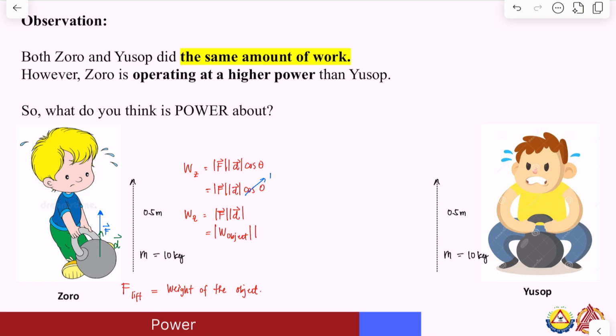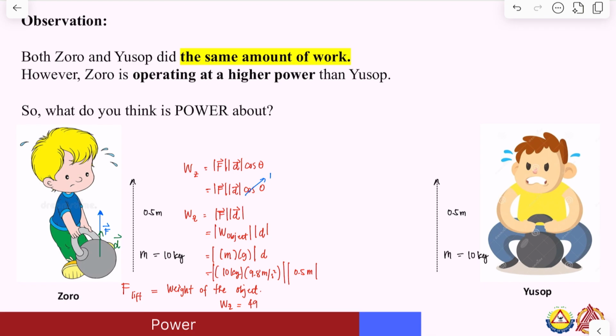multiplied by the displacement. The weight of this object is just the mass times the acceleration due to gravity, and the displacement. Okay, so the mass is 10 kilograms. The acceleration due to gravity is 9.8 meters per second squared. So that right there will result to 98, and the displacement is 0.5 meters. So the work done by Zoro in this case is simply half of 98, and that is how much? It's 49.